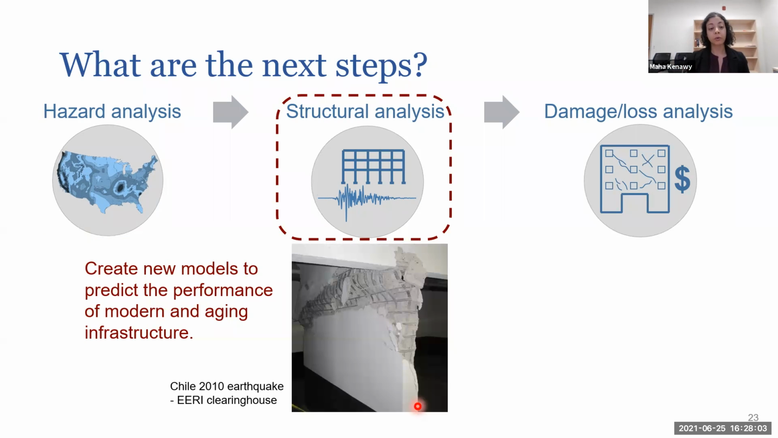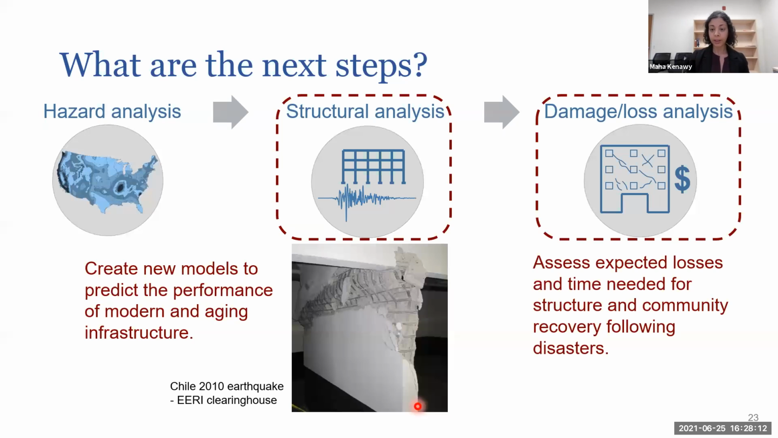There's also a lot of room for creating new models that predict the performance and specifically the damage of both modern and aging infrastructure. And also, perhaps more importantly, creating frameworks that connect these numerical models and the results into real-life losses. So assessing expected economic losses and time needed for the recovery of both structures and the entire community after earthquakes and also other disasters.